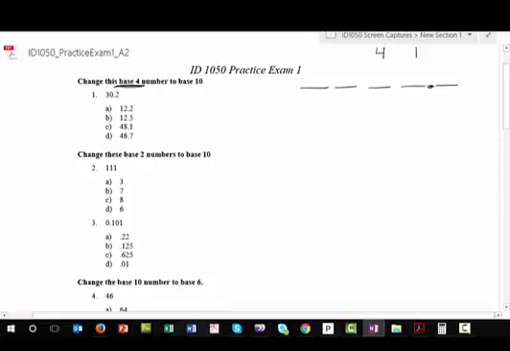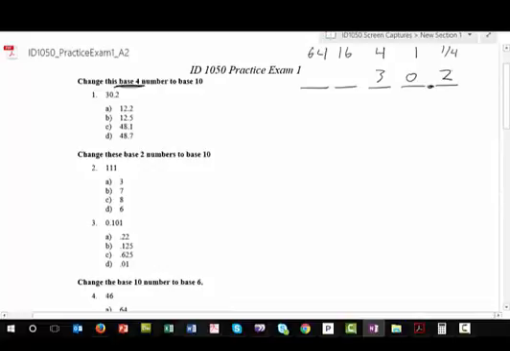1 times 4 is 4. Times 4 is 16. Times 4 is 64. If we need to go the other way, we do 1/4. And the next one would be 1/16. When we're changing from base 4 to base 10, we just get to put the digits right in here. So this is 30.2. Just line it up with the columns.